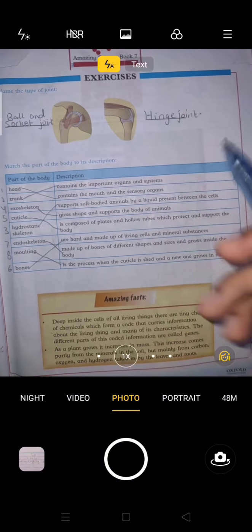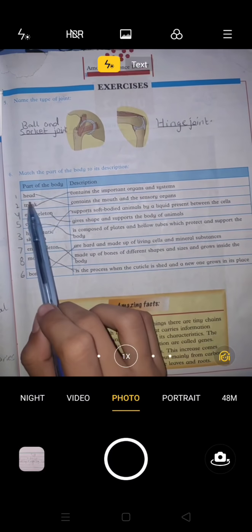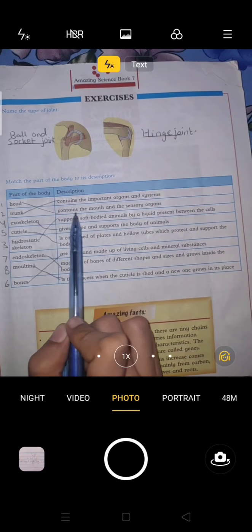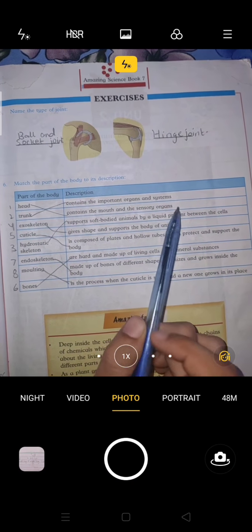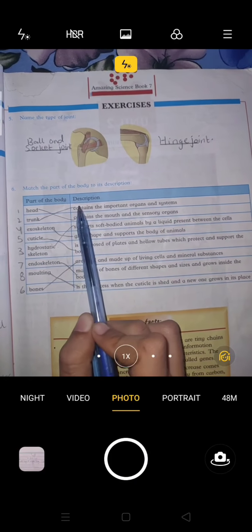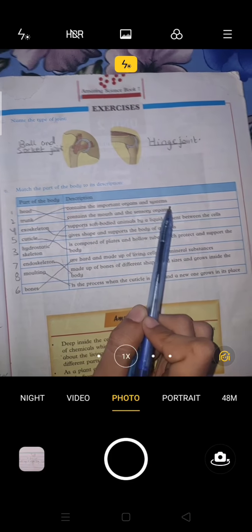Next we have to do question number 6. Match the part of the body to its brief description. Now we are going to do these matchings. Head. You match head with 2. Contains the mouth and the sensory organs. Trunk. The posterior part. Contains the important organs and systems.